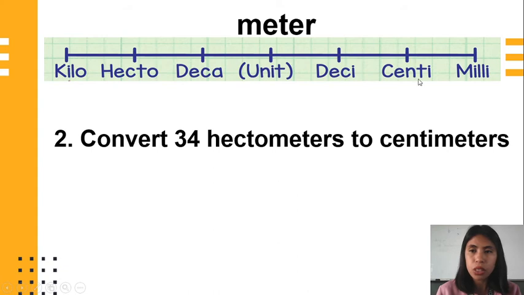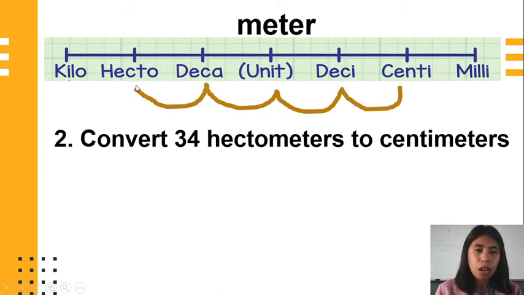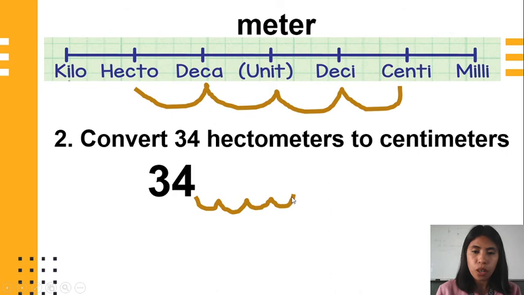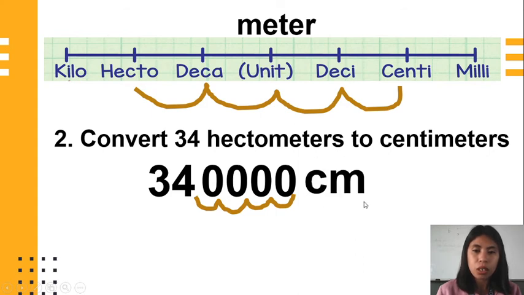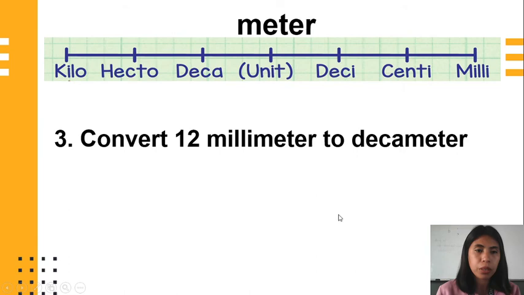Next, we have convert 34 hectometers to centimeters. So hectometer to centimeter, we will count now. 1, 2, 3, 4. 4 steps going to the right. So therefore, copy 34 since the decimal point is here. We will count 1, 2, 3, 4. So we need to add 4 zeros. So therefore, 34 hectometers is equal to 340,000 centimeter.